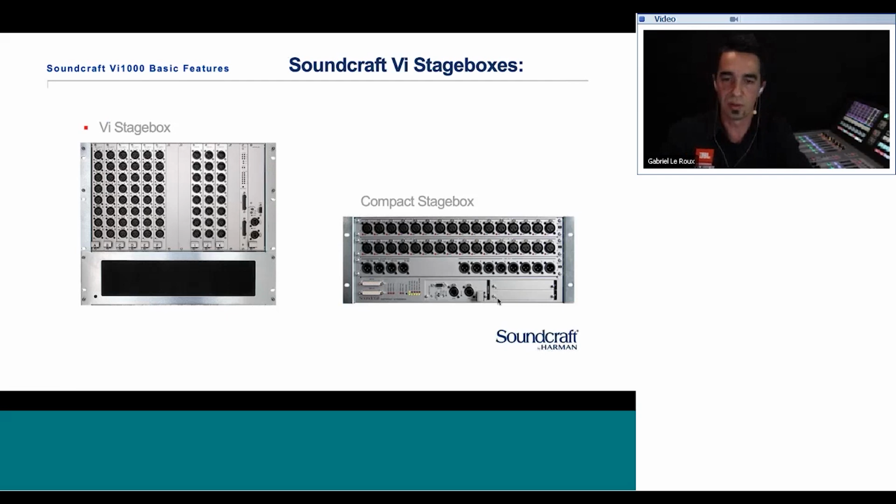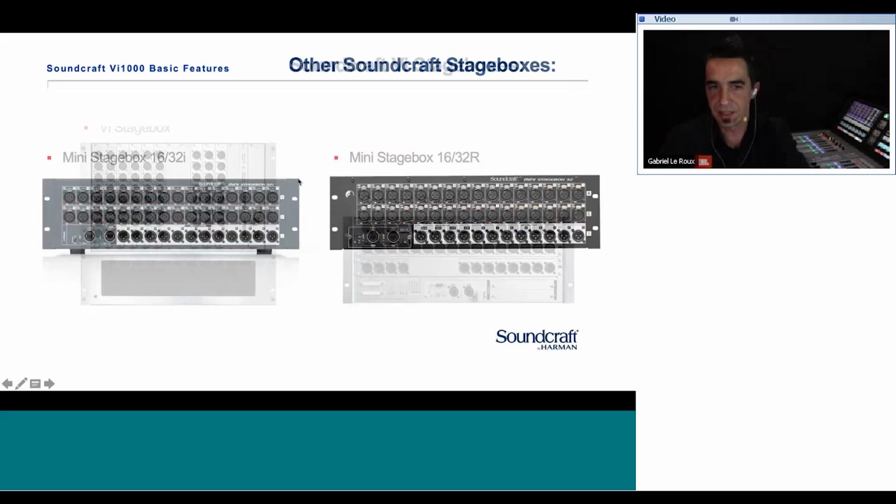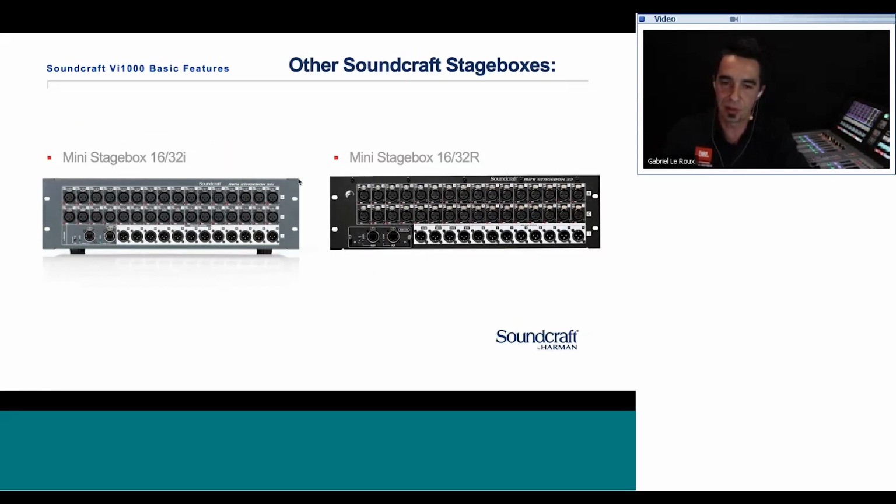Most common rack that you're going to come across is this rack here, which is the VI stage box. And the most common configuration is 64 in and 32 out. Other stage boxes that are available are these two. They are Cat5 only. They will work on the Vi series. Obviously, you will need to run the Cat5 type connection.